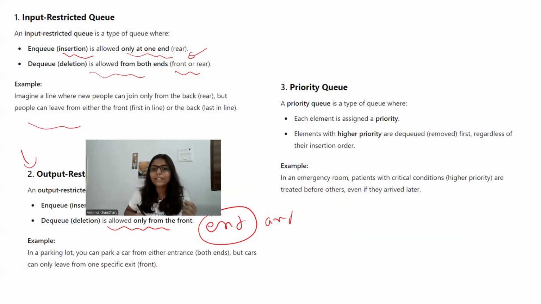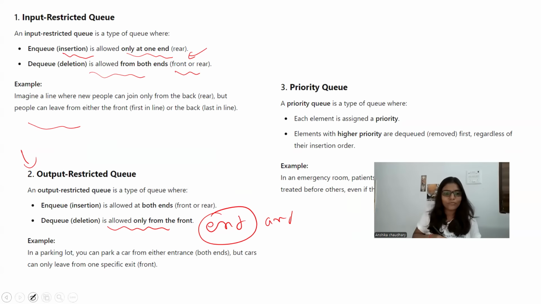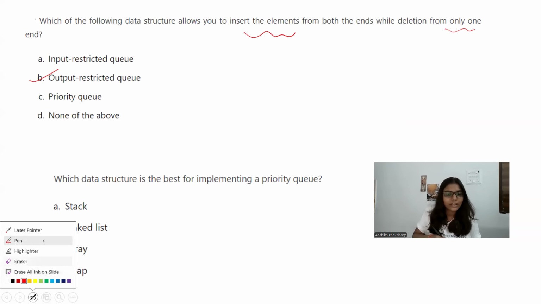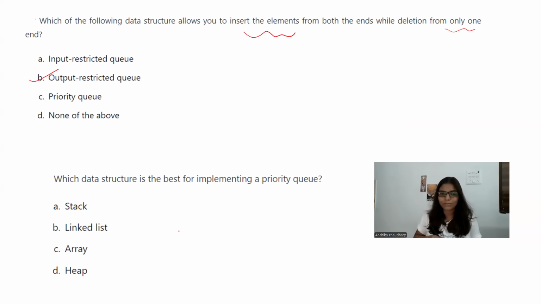Priority queue is nothing but a type of queue where you can assign a priority to each node. According to your need, you can assign some priority, and that is called a priority queue. Right. So it would be the answer. I have written down the explanation. All right, let's move on to the next question.